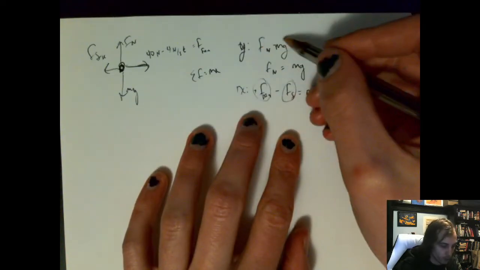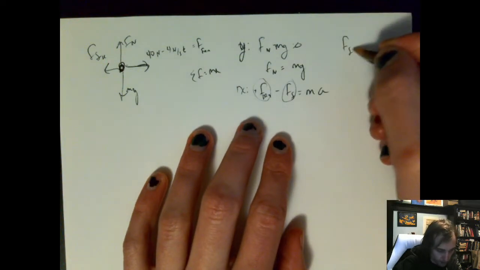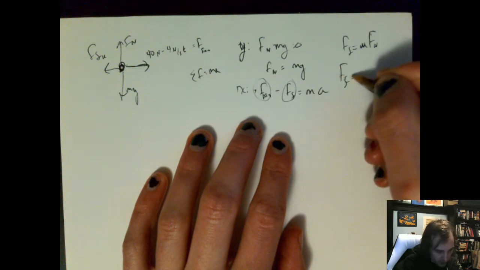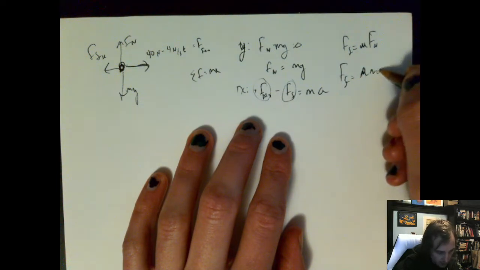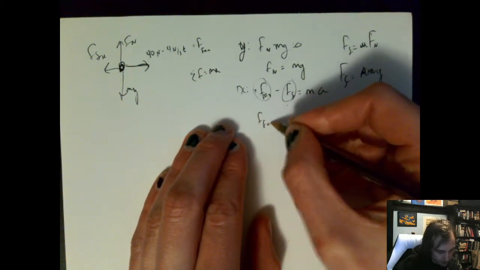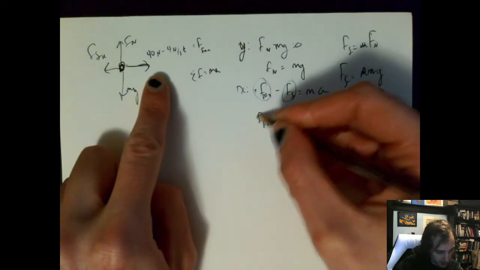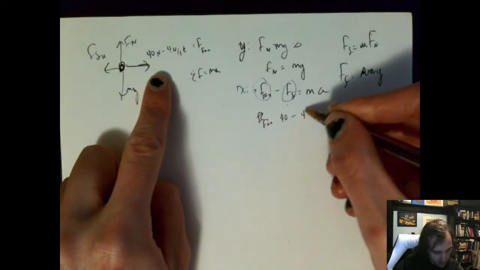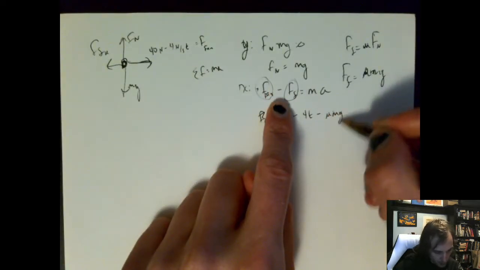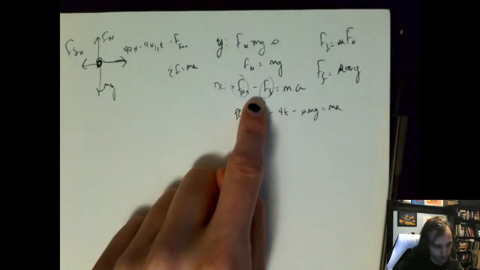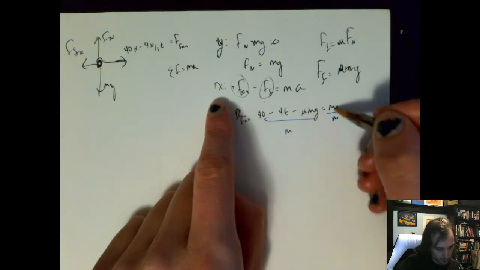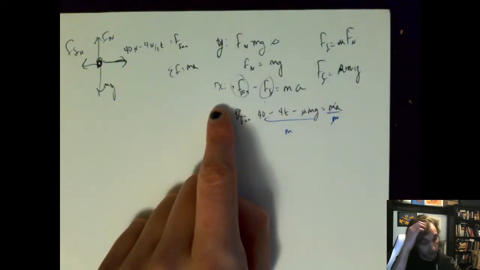Doing that out, we've got that our force of friction will need to be equal to mu times Fn, which means that our force of friction is going to be mu mg. So I can take that and plug that in here. We'll get the force from our fan, which, plugging that in, is 40 minus 4 times t, minus mu mg is equal to ma. Divide each side by the mass, and we've got an equation for acceleration.